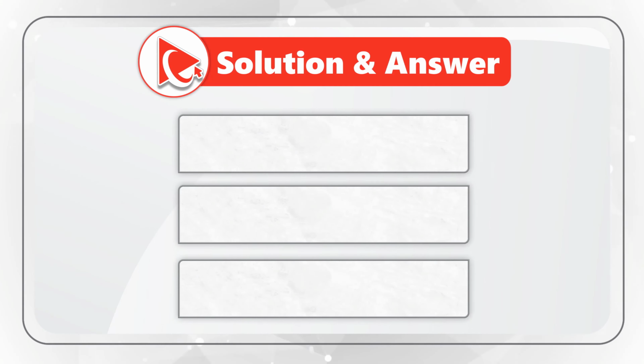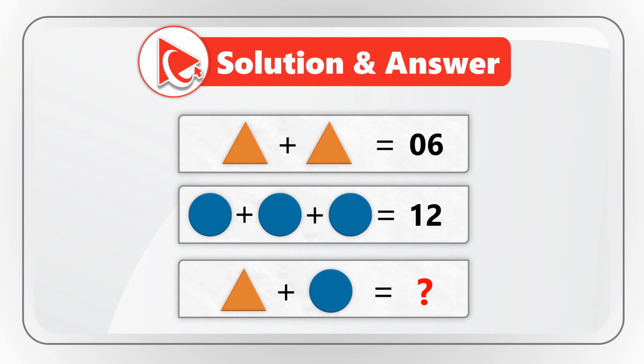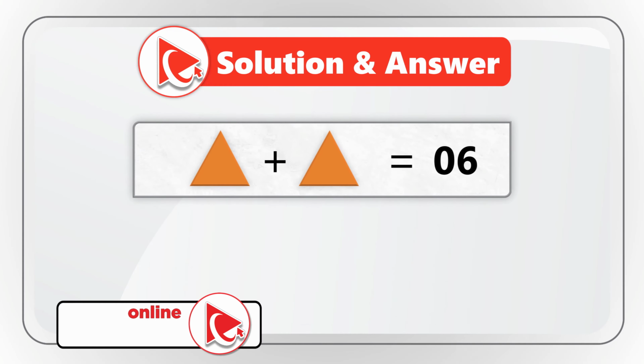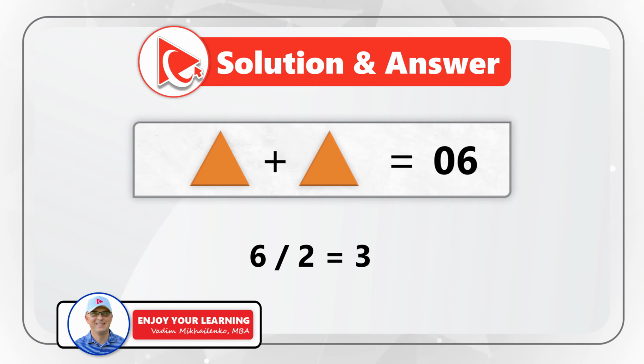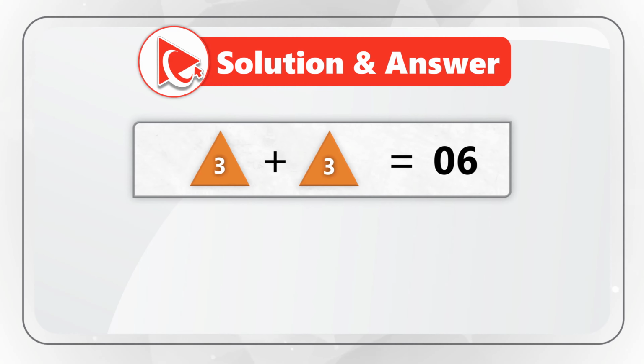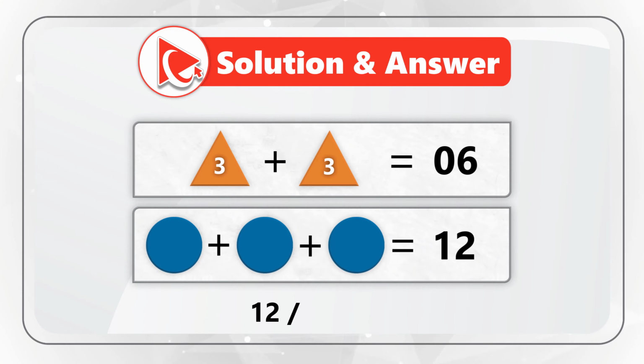I mentioned abstract reasoning concepts because you need to associate each shape with the number. For example, in the first expression, we have 1 triangle plus second triangle equals 6. Both triangles are the same, which means that the 1 triangle's number can be calculated and associated with number 3. We can do similar math with the circles. 3 circles equal 12, which means that 1 circle would be equal to 4.